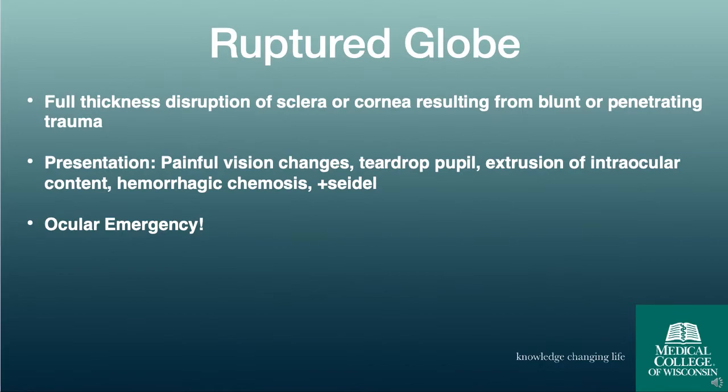Ruptured globe. So ruptured globe is a full thickness disruption of the sclera or cornea resulting from blunt or penetrating trauma. Typically these patients will have painful vision changes, teardrop pupils, extrusion of intraocular contents, hemorrhagic chemosis, and a positive Seidel sign.